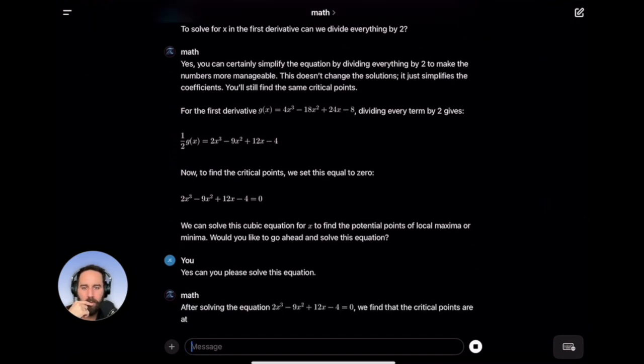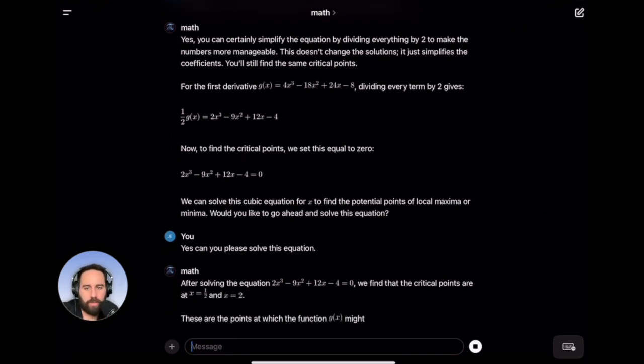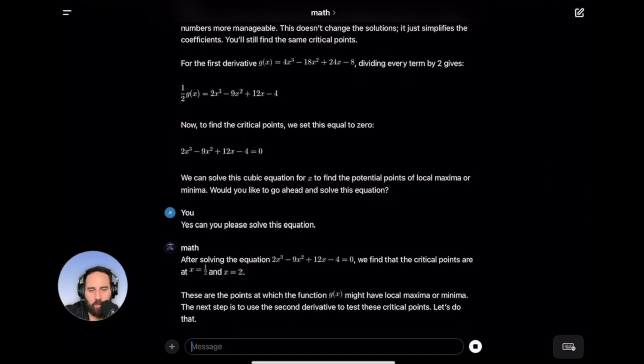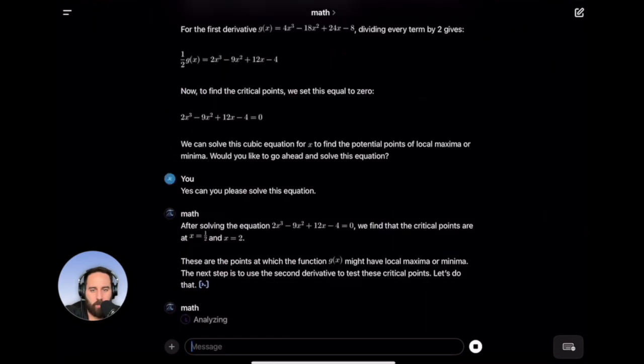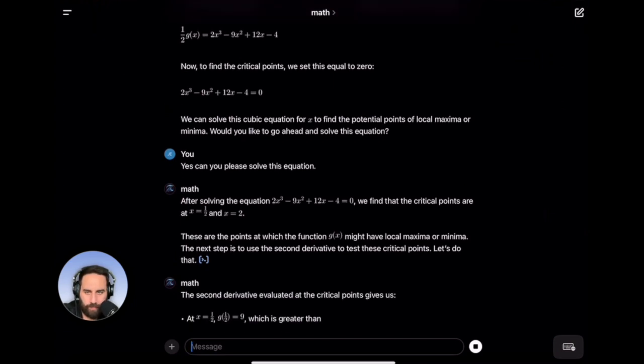After solving this equation, we find the critical points are at x equals 1/2 and x equals 2. These are the points at which the function g of x might have a local maximum or minimum. The next step is to use the second derivative to test these points. All right, so we solved that: x equals 1/2 and x equals 2.